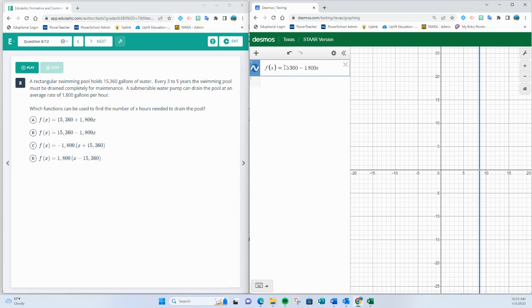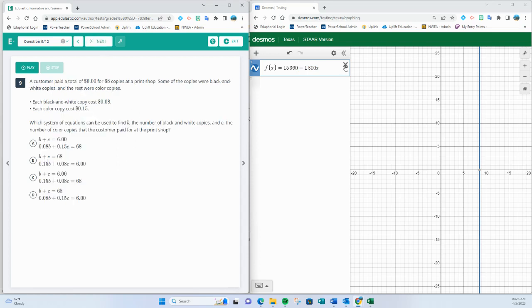So this would be my correct equation where I'm starting off with a full pool and I am going to drain or take away a certain amount each hour, per hour. The per or each is always where we are going to isolate or find our x.